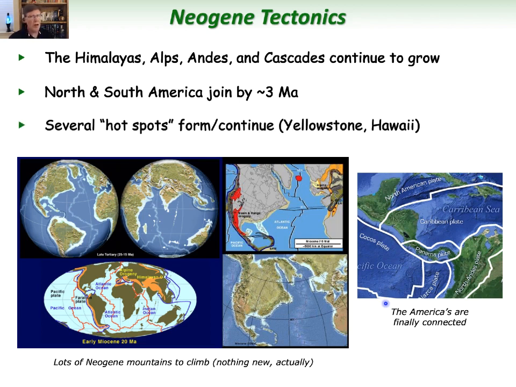There are several major hotspots that are continuing to form, and that includes Hawaii, Iceland, and even Yellowstone is going to originate in the Neogene and continue on to this day.